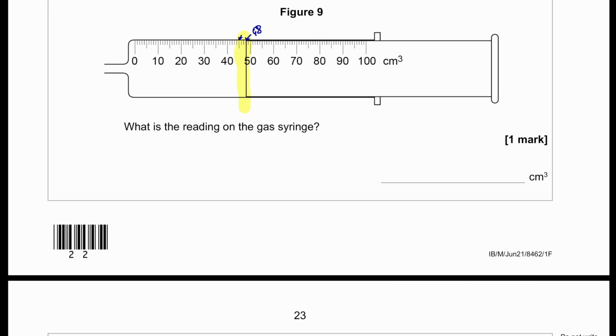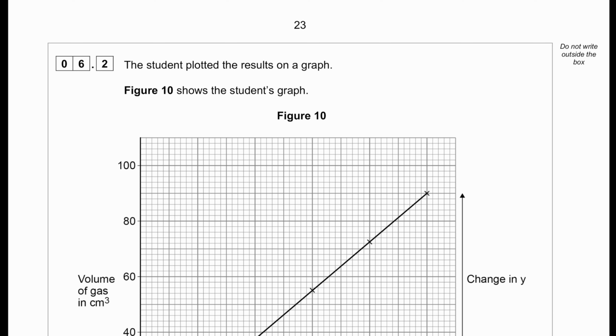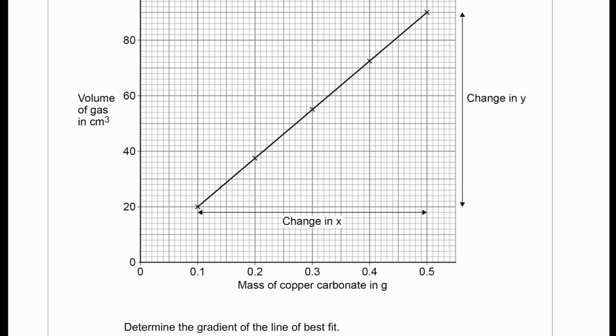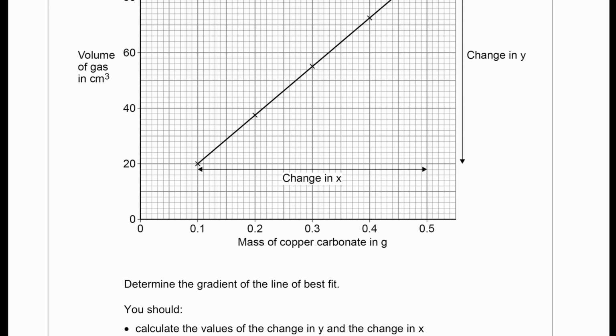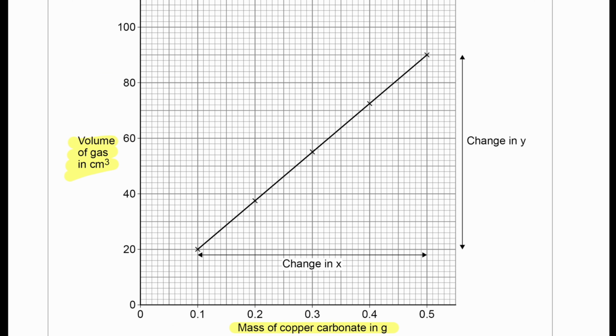What is the reading on the gas syringe? So the reading is 48. The student plotted the results on the graph. Okay, we can see the student's graph: mass of copper carbonate is represented here, and volume of gas in cm³ collected.